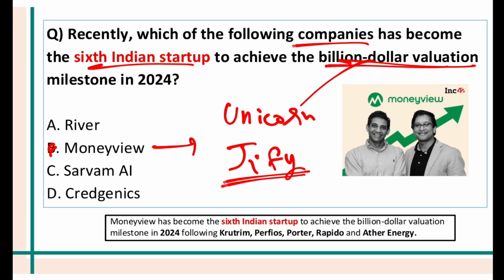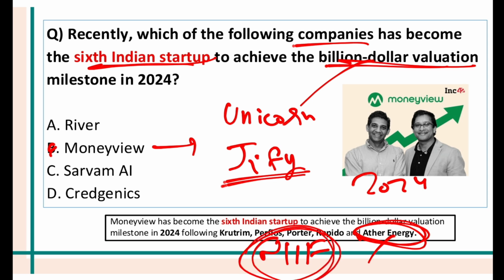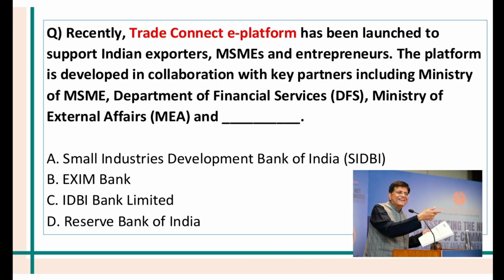And before this, it is the 6th company in the calendar year 2024 to become a unicorn. The 5th was Ather Energy, which raised money from the National Investment and Infrastructure Fund, India's infrastructure-focused sovereign wealth fund. In NIIF, the Government of India has a 49% stake, right? And then of course there are others like Rapido, Porter, Perfios and Krutrim AI. All of these are unicorn companies of 2024.